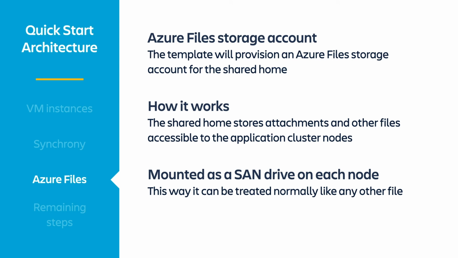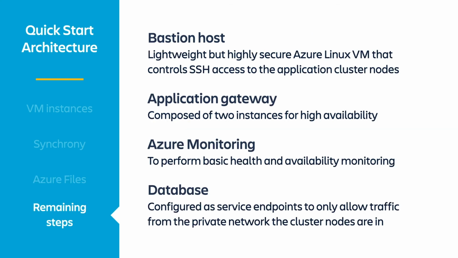The template also provisions an Azure Files storage account for the shared home. This shared home stores attachments and other files accessible to the application cluster nodes. It's mounted as a SAN drive on each node and treated normally like any other file. The deployment then consists of the following remaining components.